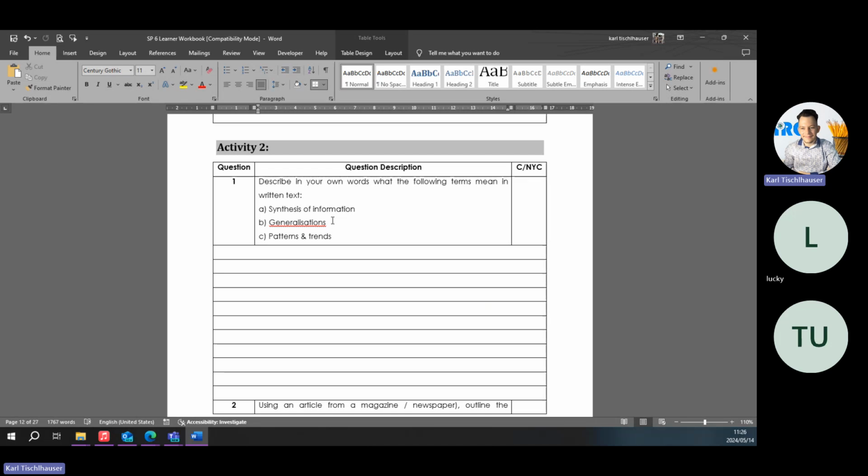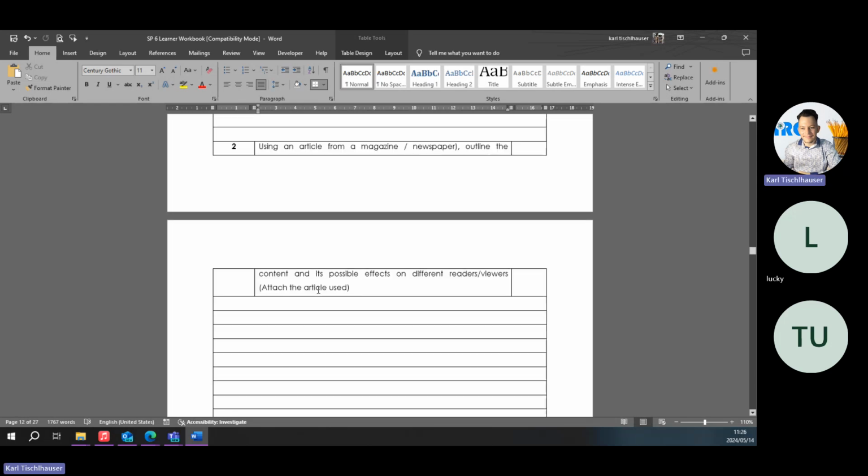Generalization is when we speak in a broad manner. So if I said something like, all BMW drivers don't use their indicators, that's me talking generally. It's a generalization. It's not true for all of them. So I'm speaking for the whole group, and generalization is often more a negative thing than a positive thing. And then patterns and trends would refer to literally identifying a key thing that keeps reoccurring and talking about it. Patterns and trends are basically the same thing.